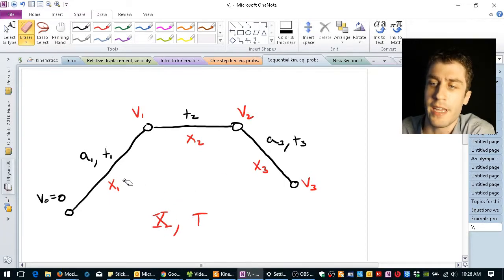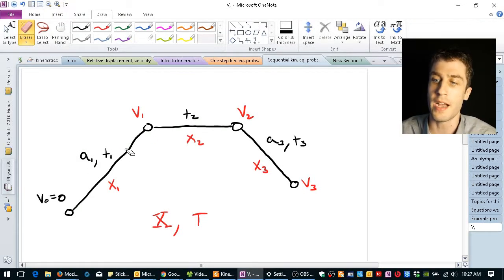But capital X, we have some intermediate steps that we need to solve: x1 and x2 and x3 first. Note that x1 represents only the displacement over this time interval. Okay, x2 represents only the displacement over this time interval. When I said you're going to omit x naught from your kinematic equations, that's what that represents.